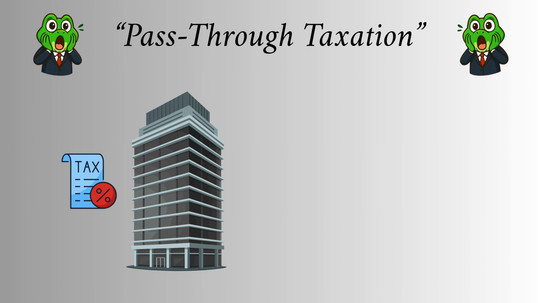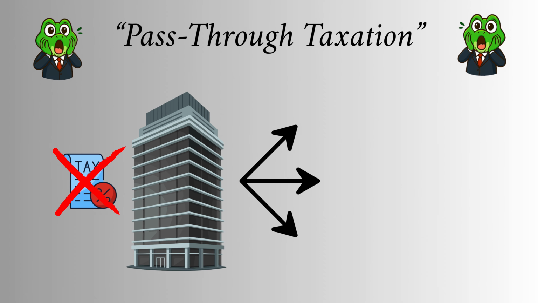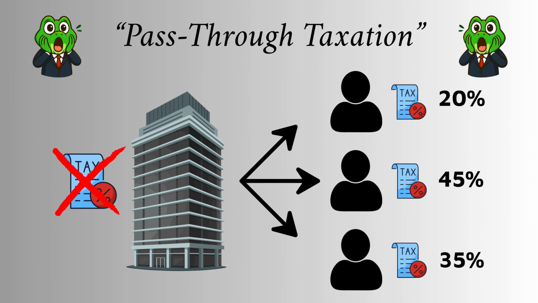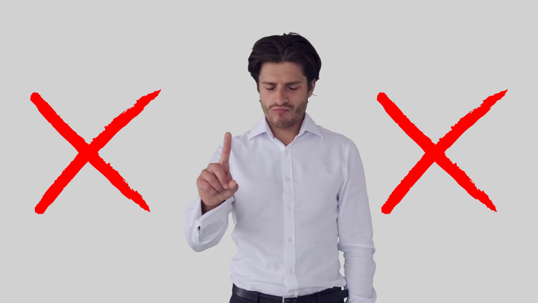That means the business itself doesn't pay federal income tax. Instead, profits and losses pass directly to the owners based on their percentage of ownership. And each owner reports that income on their personal tax return. This setup avoids double taxation entirely.